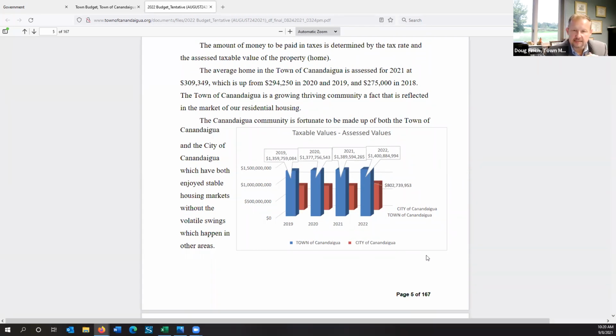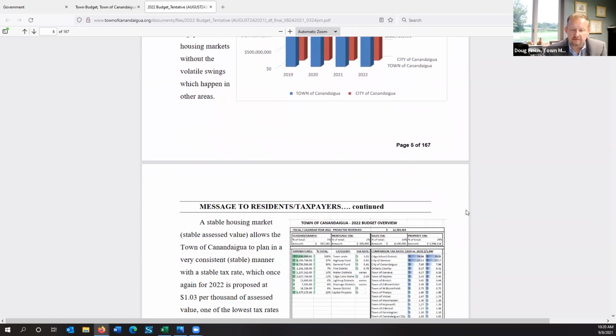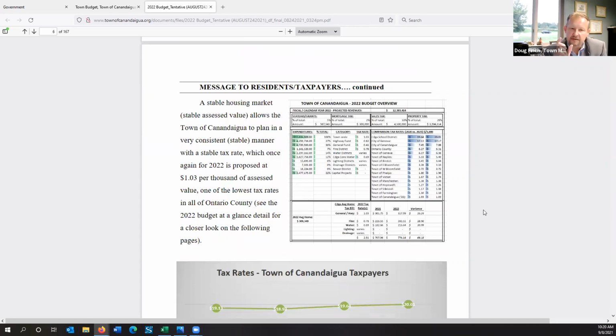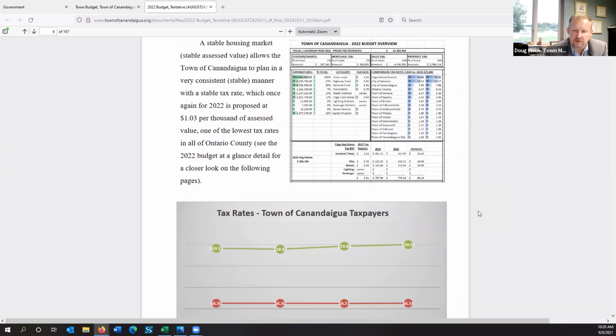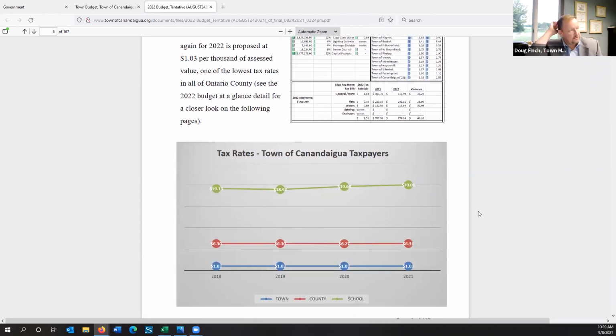We are a very diverse town with 25 different zoning districts. Yes, there's obviously the residential lake district and the lake houses, but we also have industrial zoning and manufacturing. We have mixed use, we have residential. We're quite a diverse community with a lot of different zoning districts, which makes the town of Canandaigua a very fascinating community. A stable housing market and stable assessed value has allowed the town of Canandaigua to plan in a very consistent manner for quite a while now.